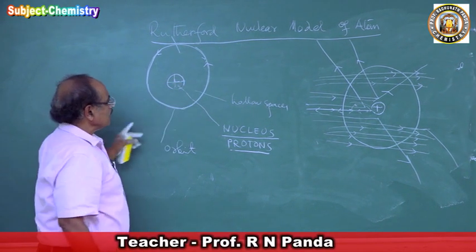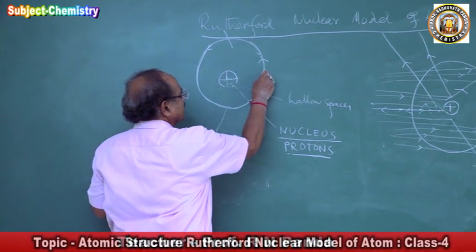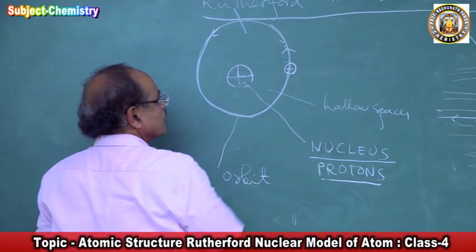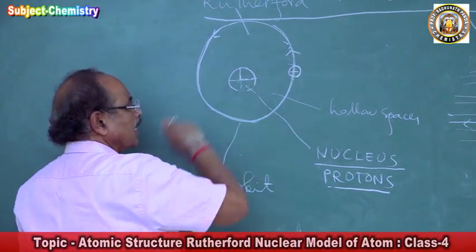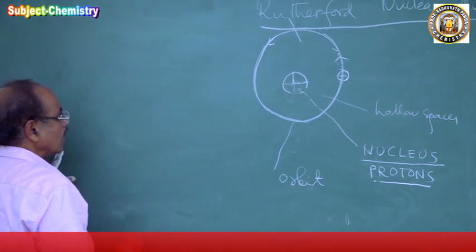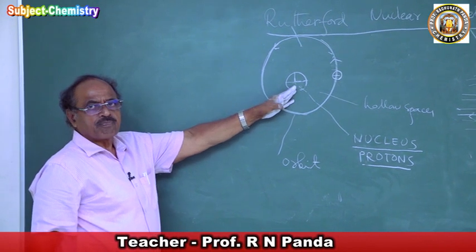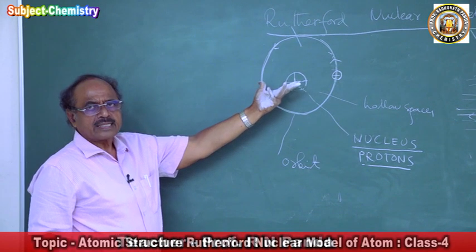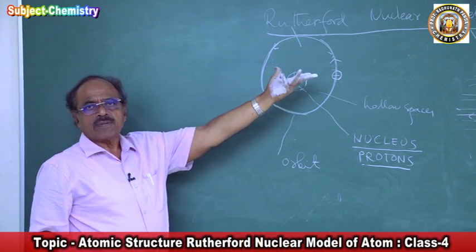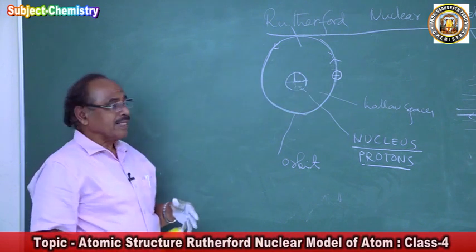Then how are the electrons moving? These electrons are negatively charged, and they are moving around the nucleus. Then what does he say now? How are the electrons not falling into the nucleus? Why are they not falling into the nucleus? Why are the electrons not going away from the atom? To explain that, he proposed the following.